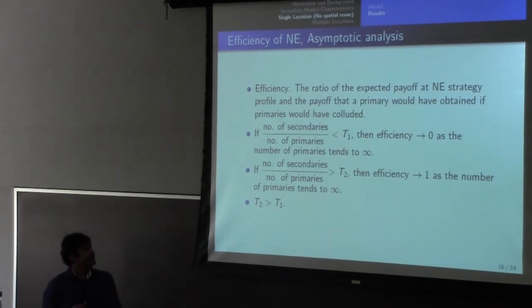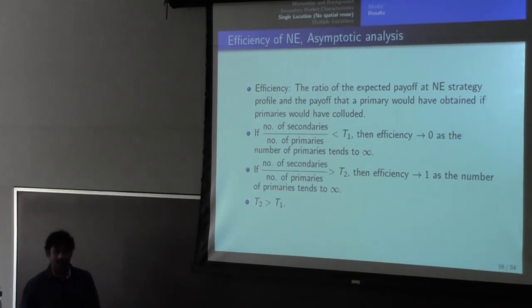But if the demand becomes higher, then the competition becomes low. That means the primaries can select higher prices because there is higher demand. The primaries know that some secondary may buy my channel even if I set a high price. That's why the efficiency becomes 1.